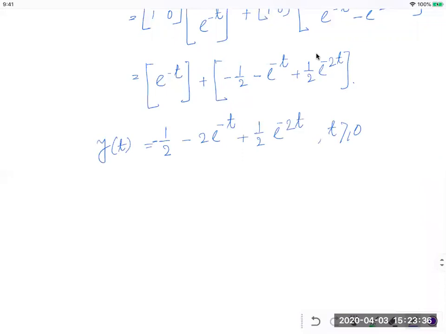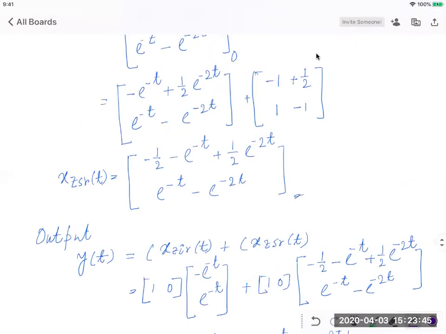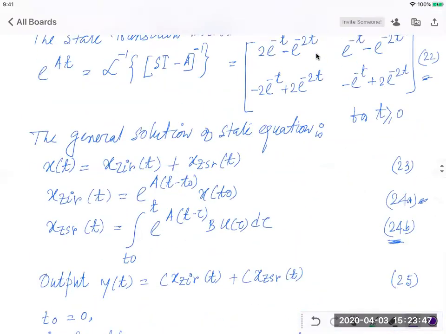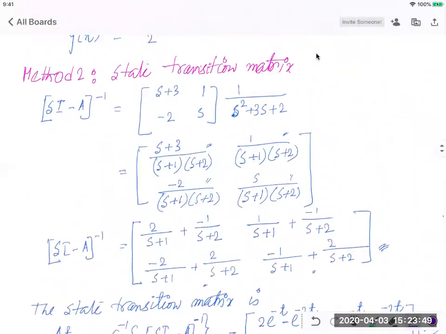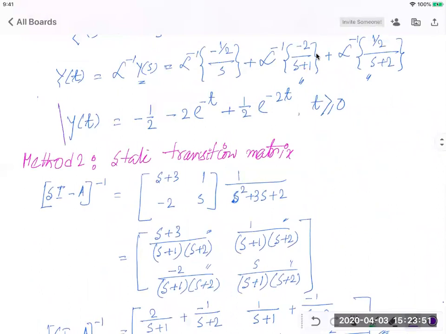Now we can see that this result is same as this. So the solution of the state equation using two different approaches, and they are giving the same result.